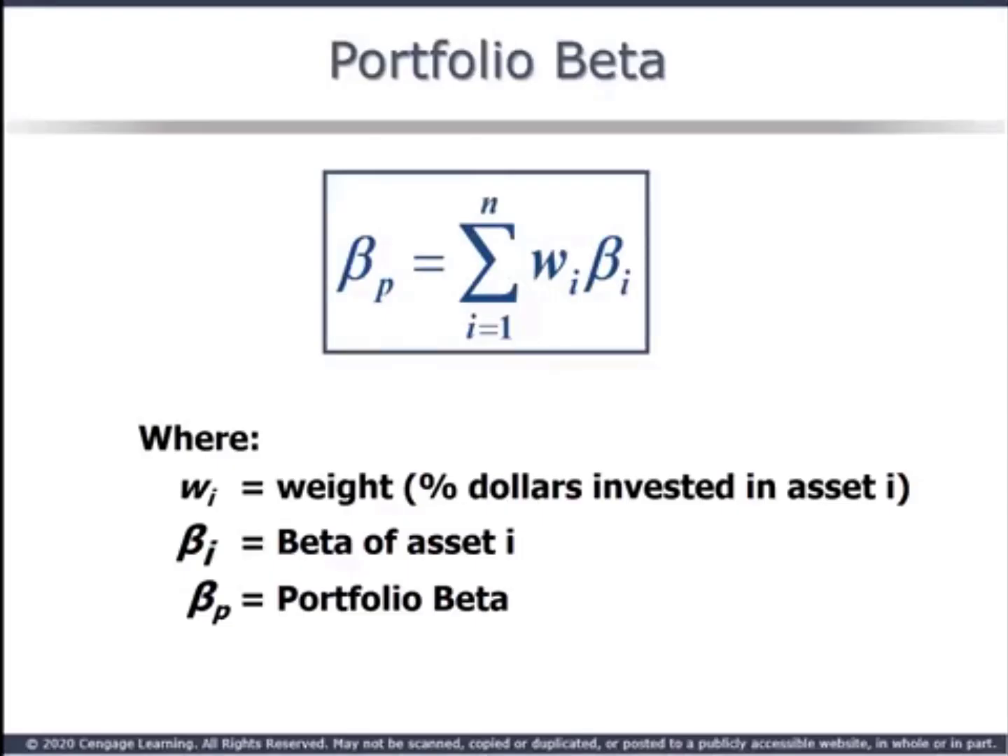Notably, CAPM is applicable to an individual asset or to a portfolio. If we have a beta, we can use CAPM. The beta of a portfolio is simply the weighted average of the betas of the assets in the portfolio, with the weights equal to the percent of dollars invested in each asset. In other words, this formula is virtually the same as the expected return on a portfolio. Same weights, different weighted values.